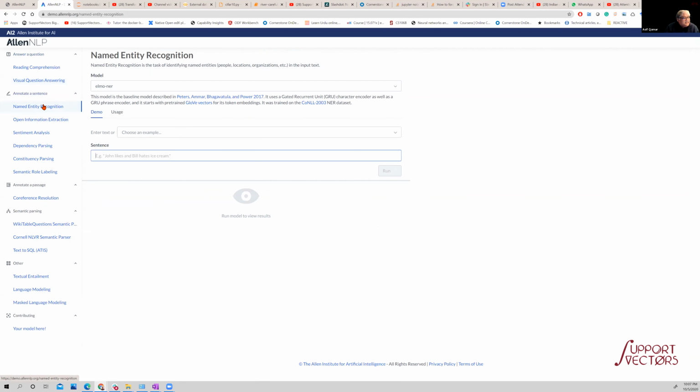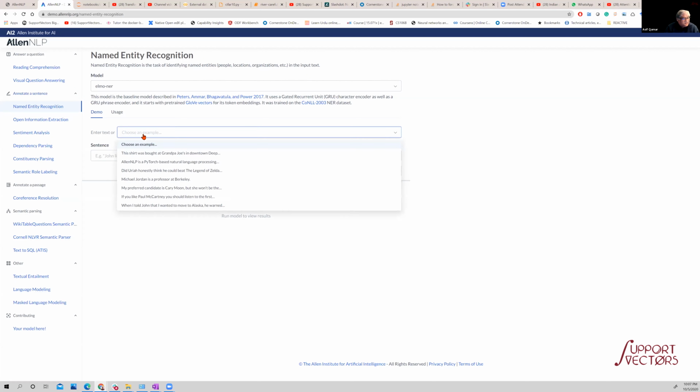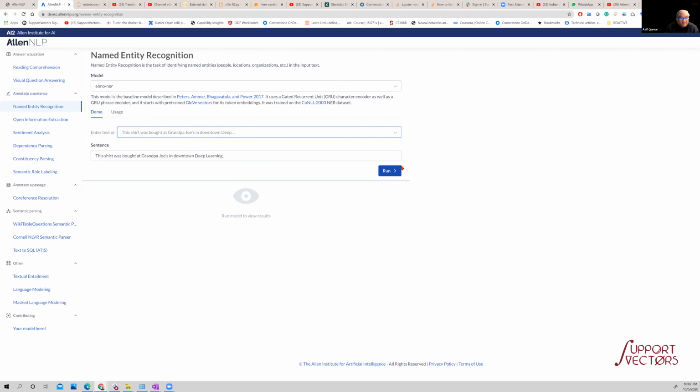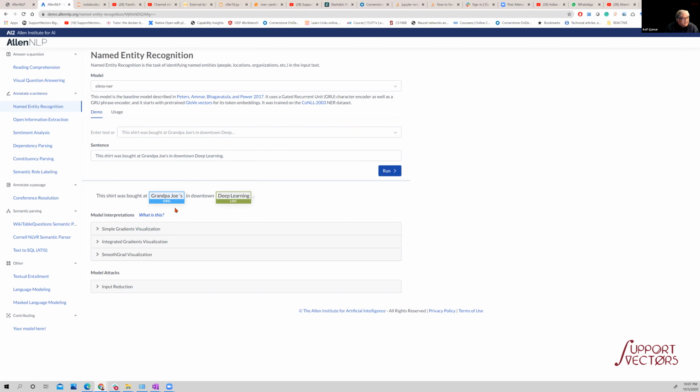Another is named entity resolution, proper nouns, right? And so forth. So let's take an example. You run it, and then it finds out what are the proper nouns. Grandpa Joe's and deep learning, right? Do you see? And not always perfect. It came out with deep learning as a location, which probably isn't. Deep learning is a subject, but Grandpa Joe's as an organization is pretty good.